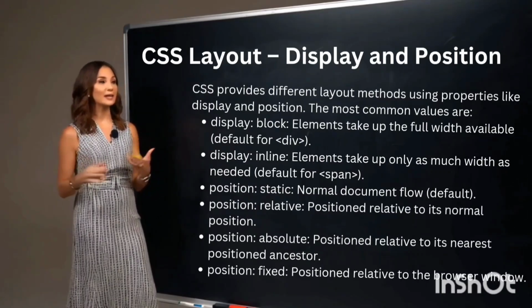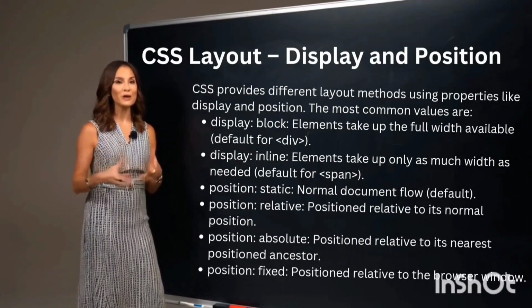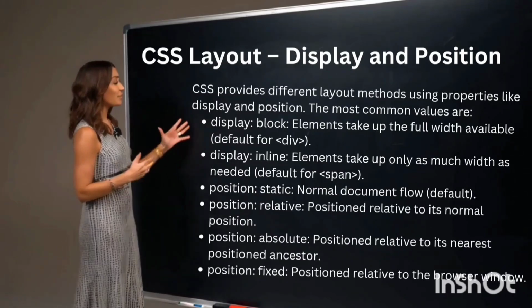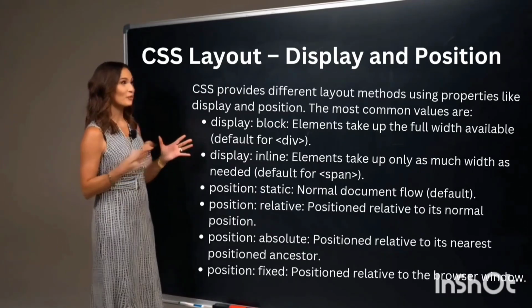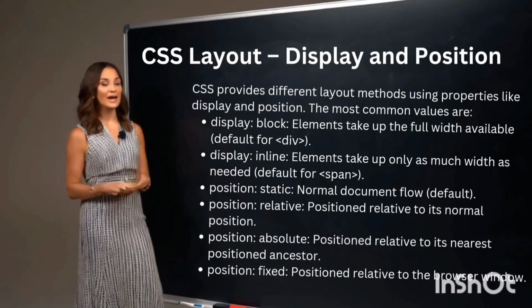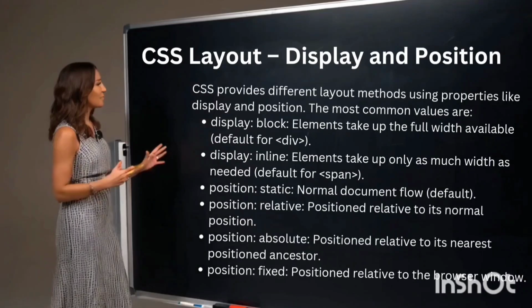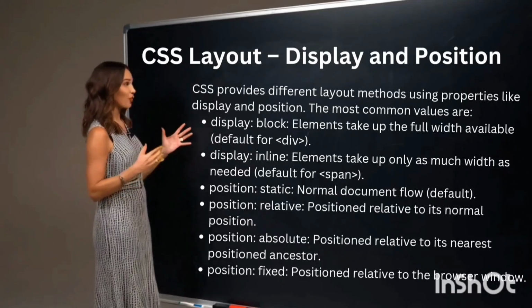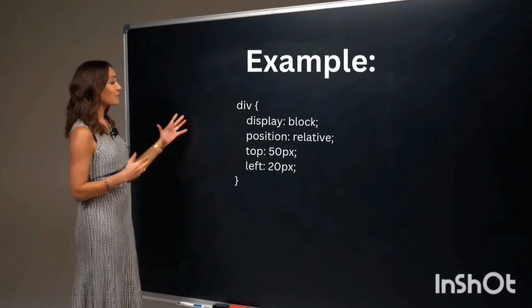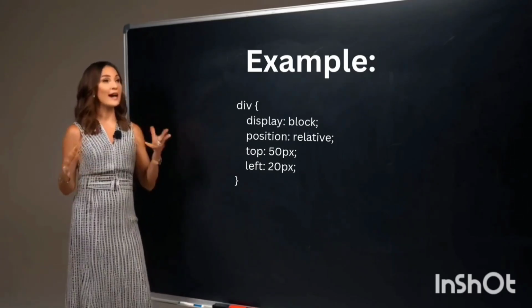Position, static. Normal document flow, default. Position, relative. Positioned relative to its normal position. Position, absolute. Positioned relative to its nearest positioned ancestor. Position, fixed. Positioned relative to the browser window. Let's see the example. Apply display and position values to the div element.